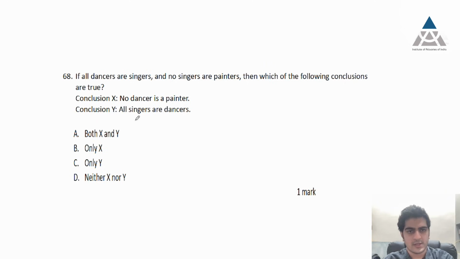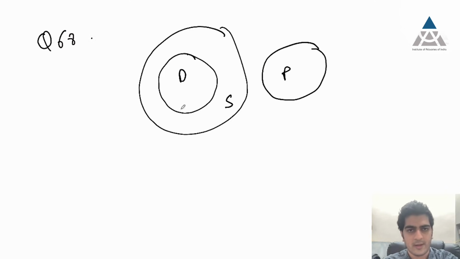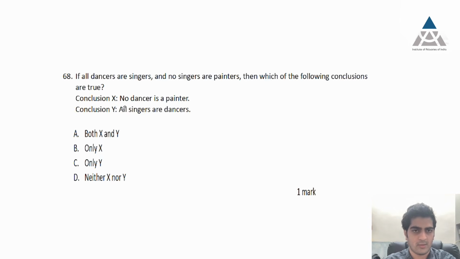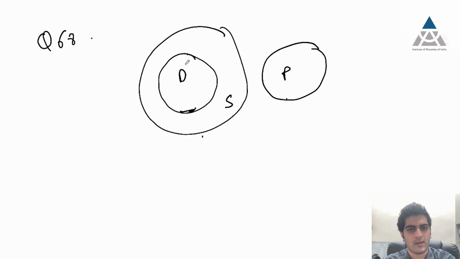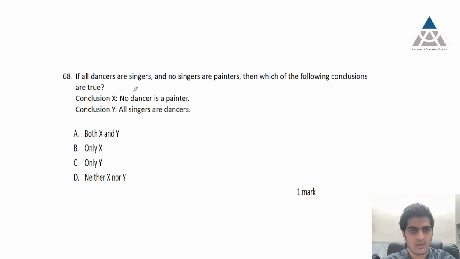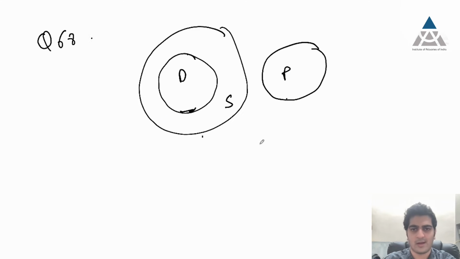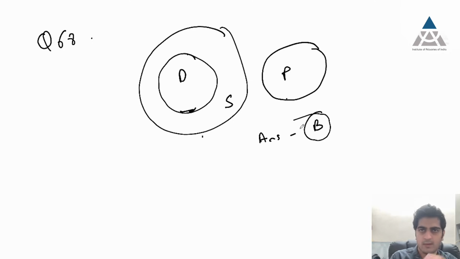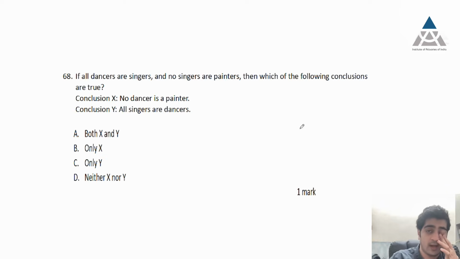No singers are painters. Then which of the following conditions is true? No dancer is a painter. Yes, no dancer is a painter because dancers come under singers. So no dancer is a painter for sure. All singers are dancers, absolutely not the case. There would be singers who are not dancers. So X is true, Y is not true, which means only X is the correct answer. So the answer is option B. Simple Venn diagram. Just try and corroborate with the facts and you will get the conclusion.